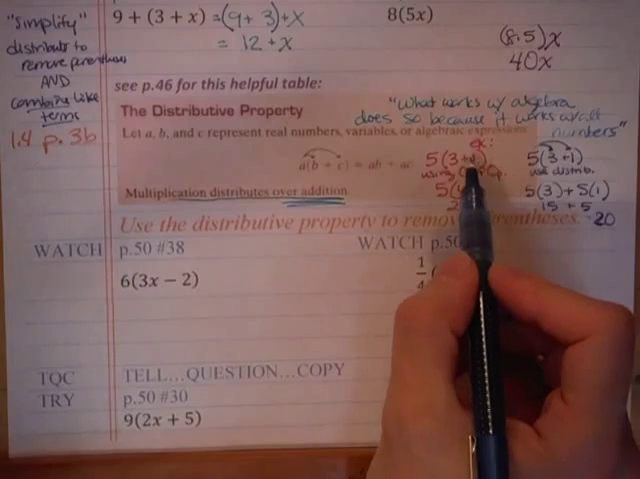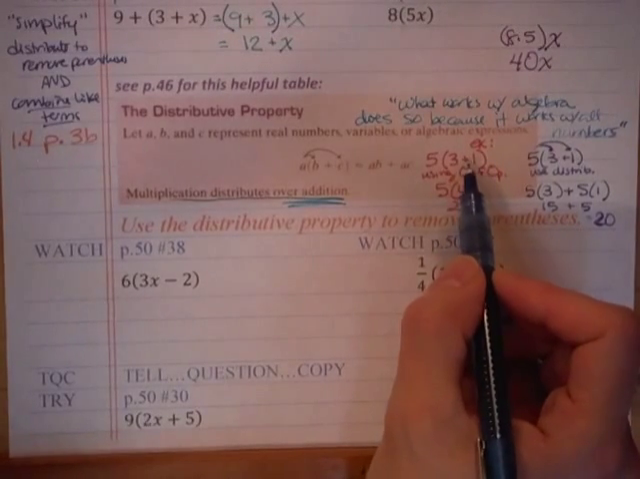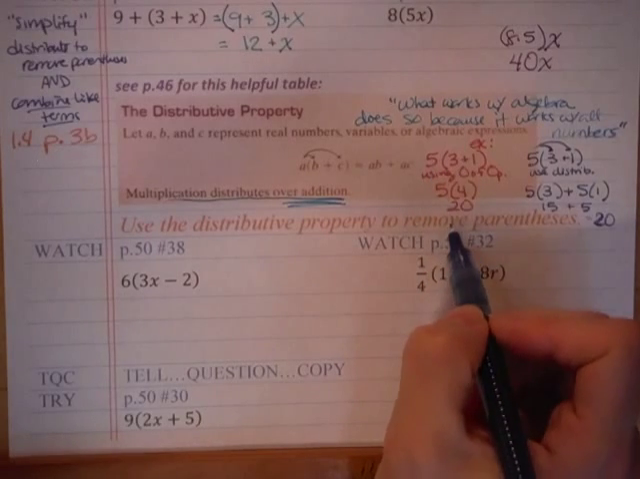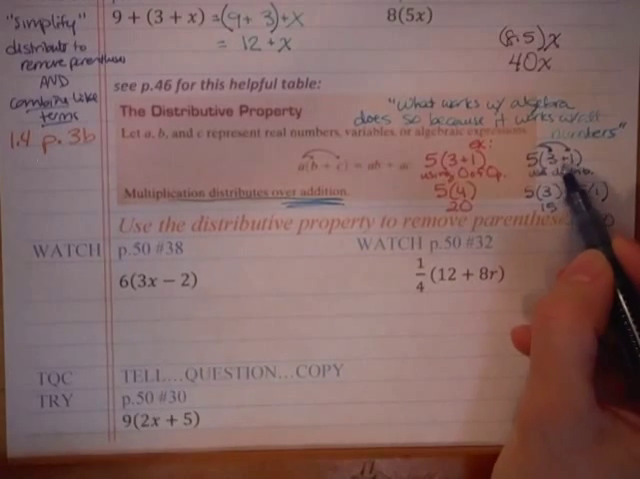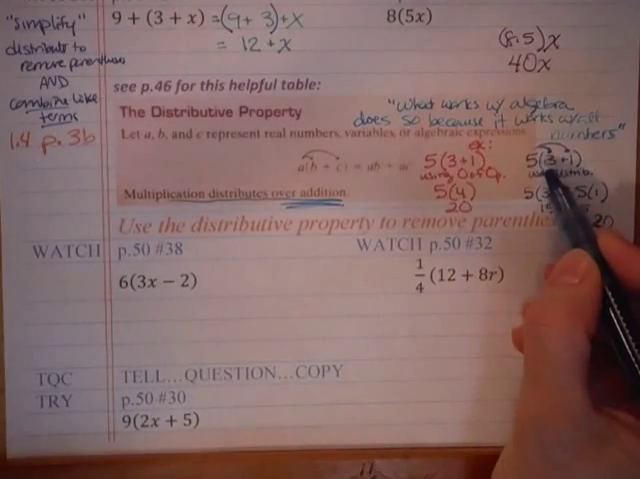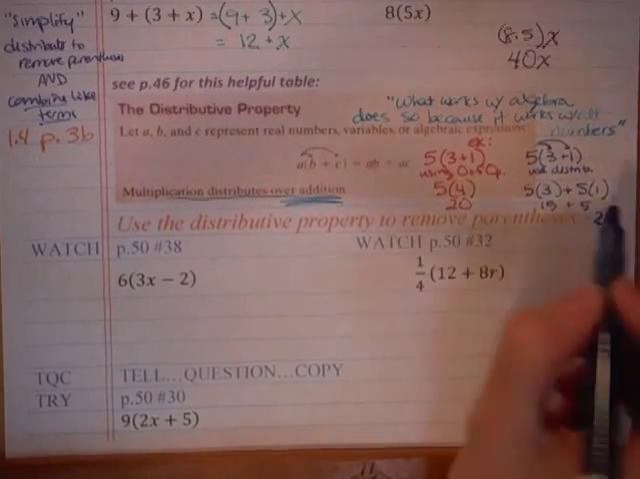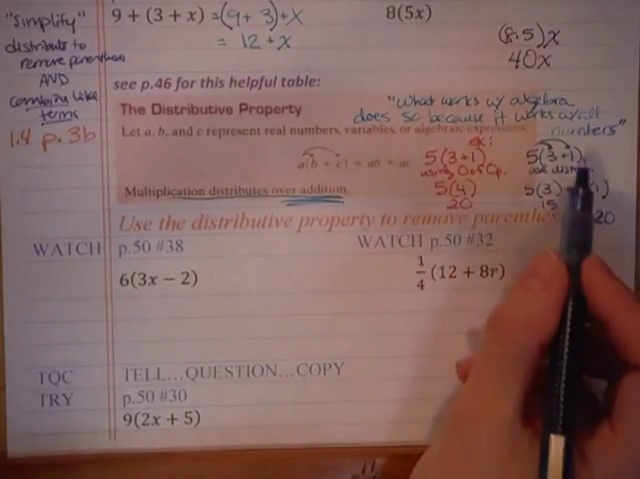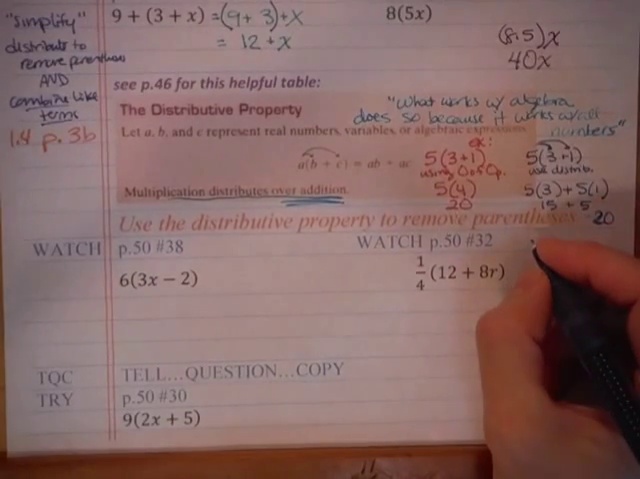Now if this had been 3 times 1 on the inside, 3 times 1 is 3, 5 times 3 is 15. And you try to distribute that 5 across 3 times 1 and make it 5 times 3 times 5 times 1, you'd have 15 times 5 is 75. All of a sudden you jump from something that equals 15 to something that equals 75. So you have to be really, really careful.